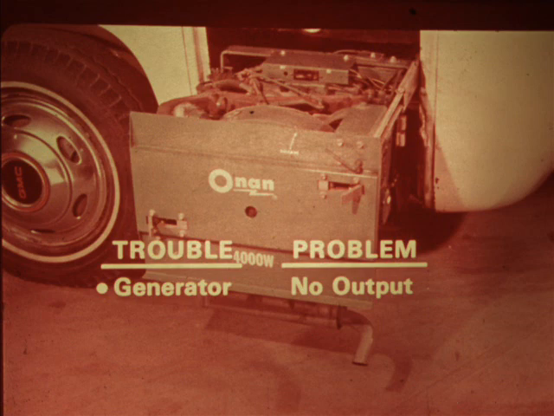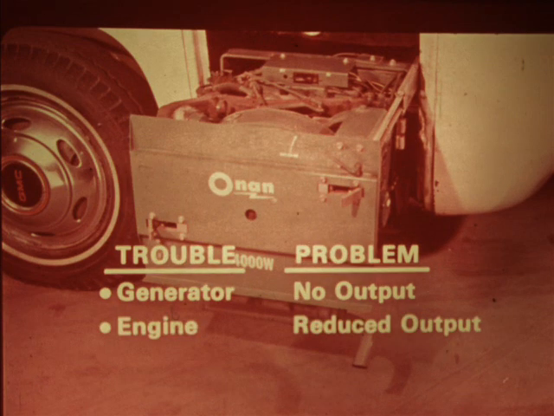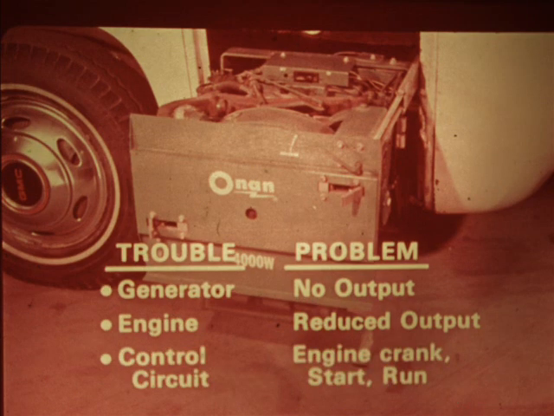Generator troubles usually show up plainly as no electrical output, or sometimes as inability to pull the rated load. Engine troubles usually show up as reduced voltage output, and perhaps in flickering or oscillation of electrical components if the engine is surging or rolling. And control circuit troubles usually show up in failure of the engine to crank or to start and run.